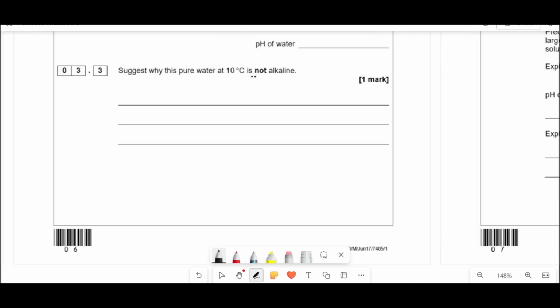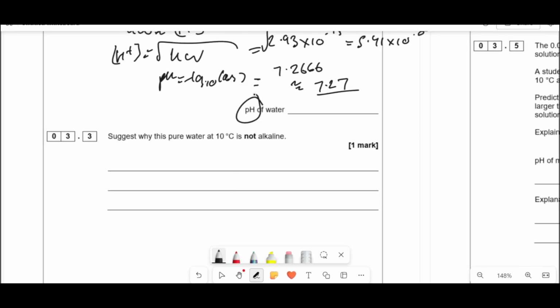So just why this pure water is not alkaline, the reason is nothing to do with the number of the pH. This pH only just measures how many H pluses there are. It is that H plus is equal to OH minus. That's why it's not alkaline.